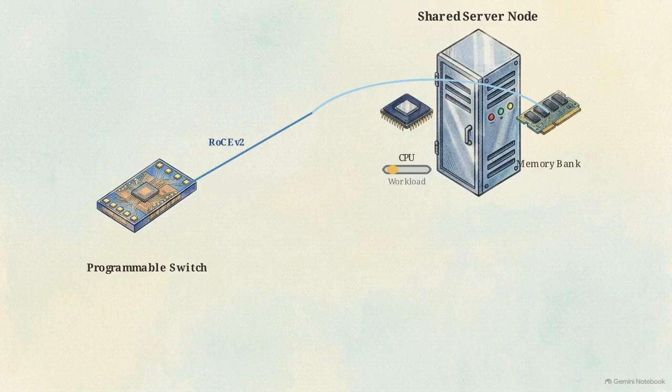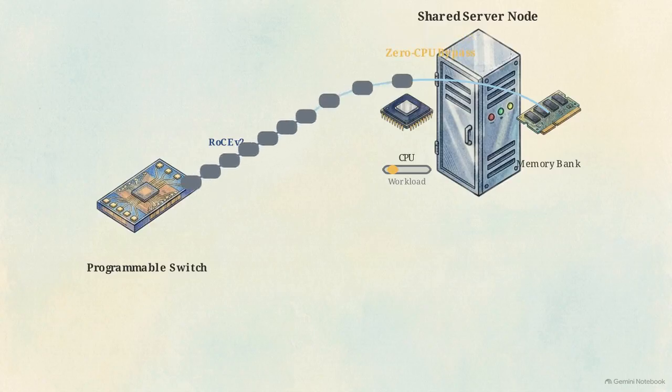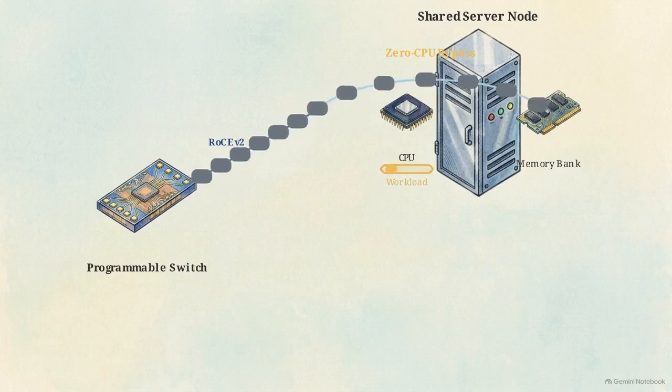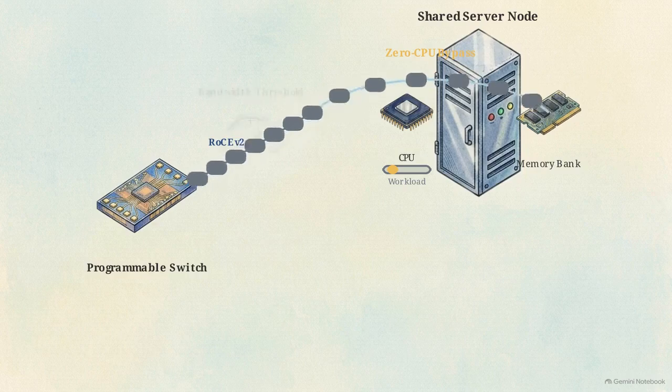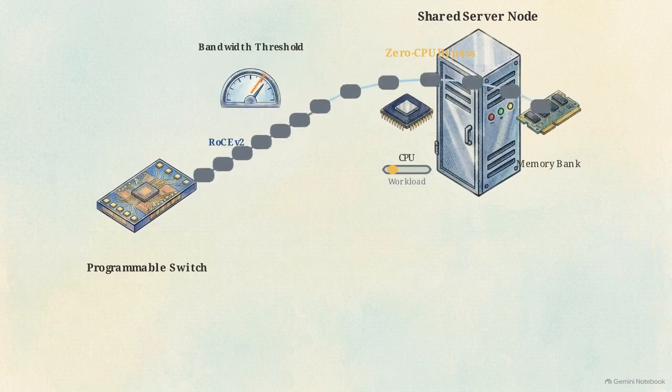The core advantage of RDMA is that it allows the switch to write the payload directly into the shared server's memory bank, entirely bypassing the server's processor. The network utilizes spare NIC bandwidth and unused memory space, leaving the server's primary workloads completely undisturbed.